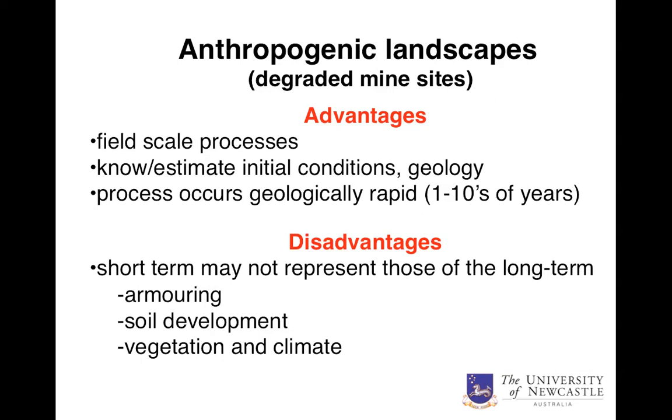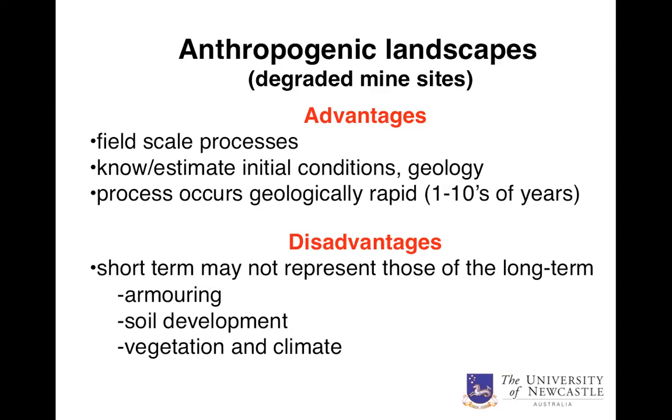The advantages of anthropogenic landscapes like mine sites when we develop these models are that we can actually observe field scale processes because they are often changing quite quickly. We have a site that's well characterized. Right? We know its initial conditions, we know when it was built, and we've often got data for what's been happening over the tens of years that the mine site's been around.